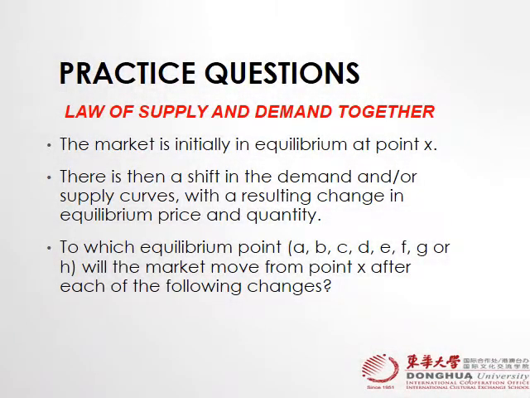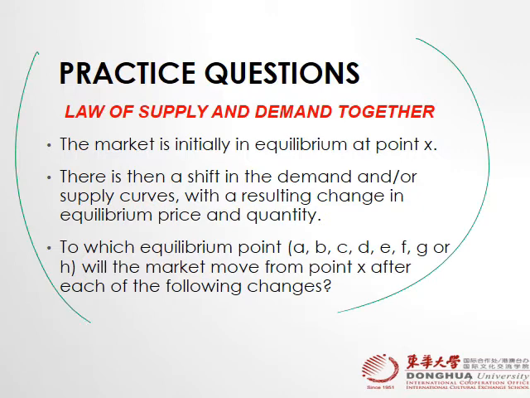So I have also pasted a detailed question here. I just want you to pause the video here and read all this thoroughly and do it together, okay? Here the market is initially in equilibrium at point X. There is then a shift in the demand or supply curve with the resulting change in equilibrium price and quantity. To which equilibrium point A, B, C, D, E, F, G or H will the market move from point X after each of the following changes? So let's do that.